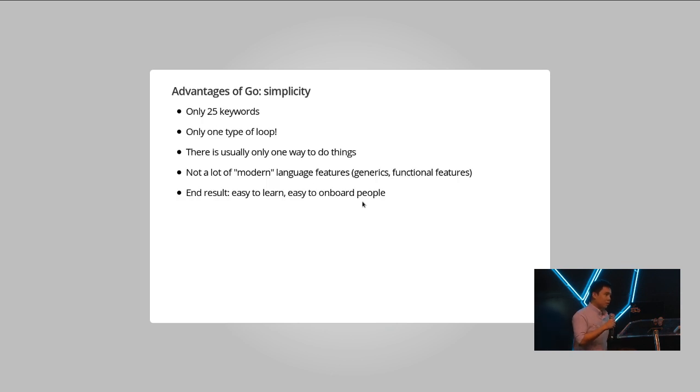Like Johnny mentioned, one of the primary advantages of Go is its simplicity. There are only 25 keywords or reserved words. To give a comparison, Java has about 50, and C++ has about 90. I think Rust is somewhere in between the two. There's only one type of loop. There's no do while, there's no while, there's only a for loop. And like Johnny said, there's usually only one way to do things. There are not a lot of modern language features like generics, not yet anyway, and not a lot of functional features that you'd find in maybe Rust. But the end result is that it's easy to learn and easy to onboard people.